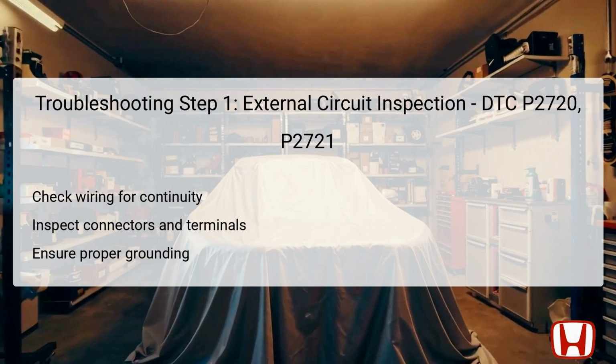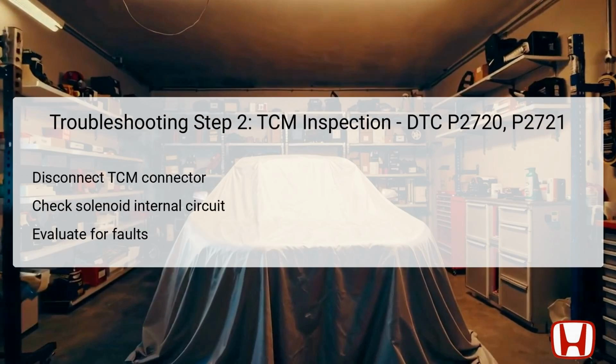Any open wires found during the inspection should be repaired or replaced to restore functionality. This step is foundational in diagnosing the problem because it eliminates external wiring faults before moving on to inspecting the TCM and valve itself. In the second troubleshooting step, focus shifts to the transmission control module, or TCM.